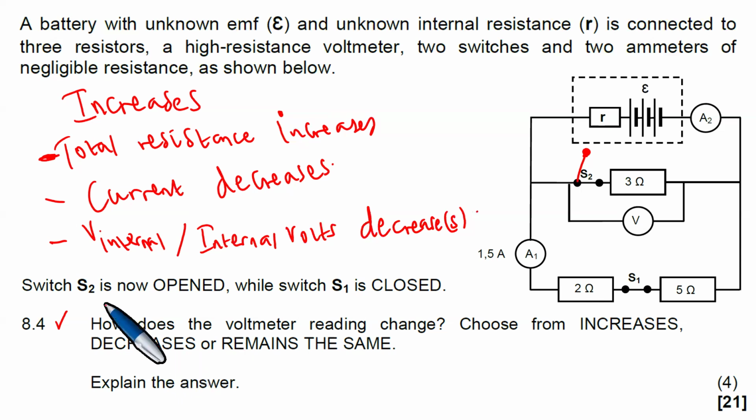So now, when switch S2 is opened, while switch S1 remains closed, how does the voltmeter reading change? Choose from increases, decreases, or remains the same. Explain the answer.